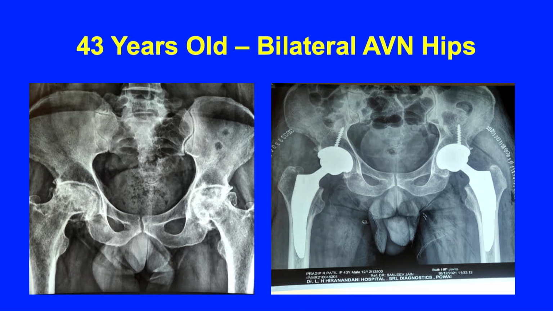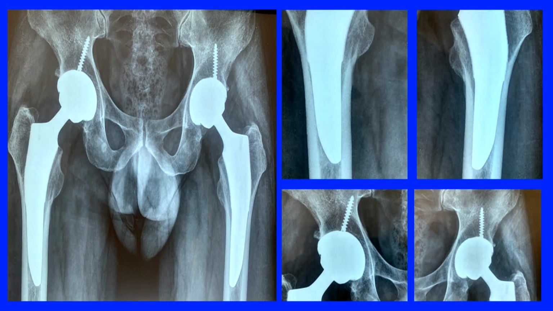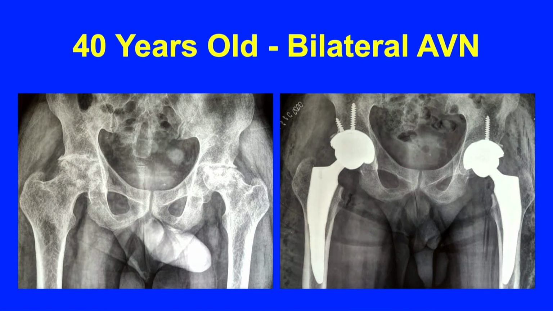A couple of examples: this patient was 43 years old, with bilateral AVN. Of course, I can raise a lot of debates here, but I prefer to do bilateral simultaneously on the same day in a young patient who is fit. And this is again a ceramic on ceramic hip done, and this is 3 years follow-up for that patient. Of course, I have a short-term follow-up right now with this particular design.